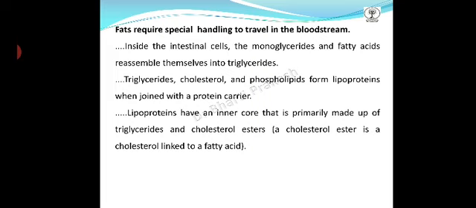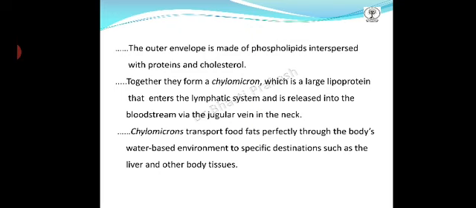Fats require special handling to travel in the bloodstream. And what is that? Inside the intestinal cells, the monoglycerides and fatty acids reassemble themselves into triglycerides. Triglycerides, cholesterol, and phospholipids together form lipoproteins when joined with the protein carrier. Lipoproteins have an inner core that is primarily made up of triglycerides and cholesterol esters. The outer envelope is made of phospholipids interspersed with proteins and cholesterol.